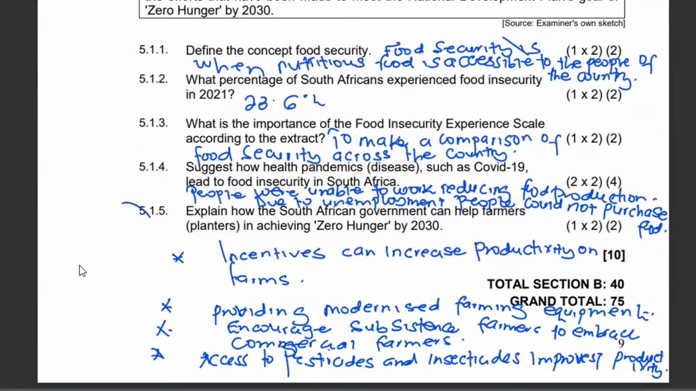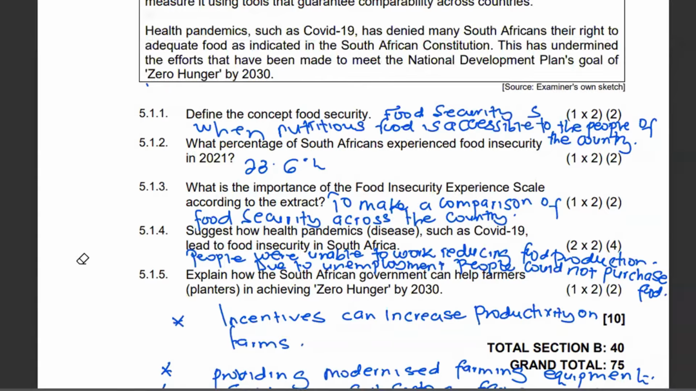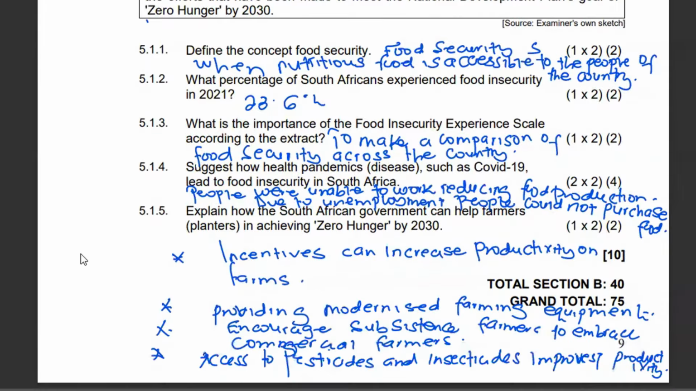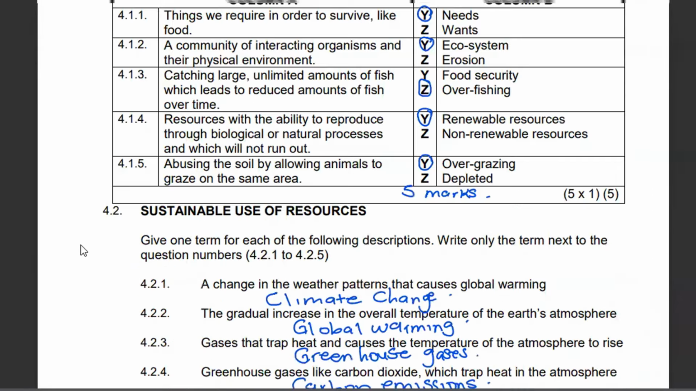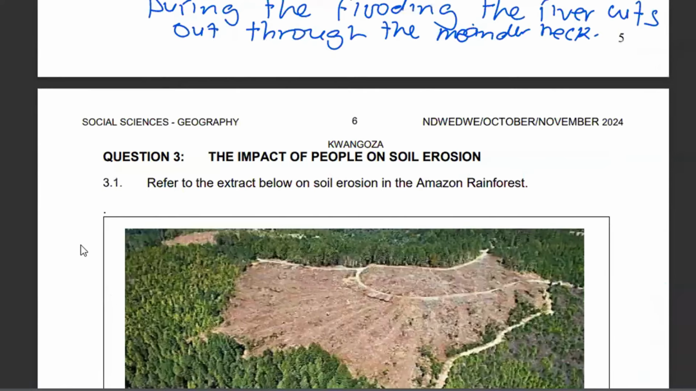with the entire paper. And then with your section B, you have your 40 marks. And here it totals up to 40. Then you'll be done with the entire question paper.